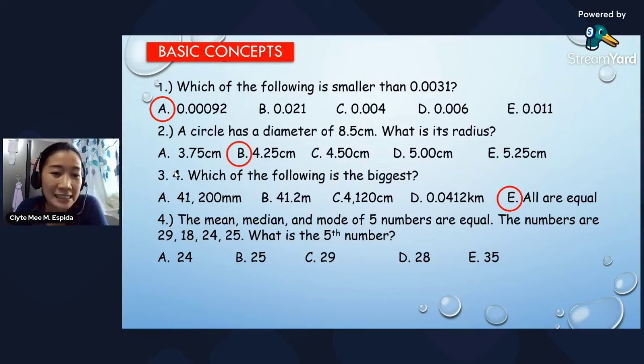Okay. The mean, median, and mode of 5 numbers are equal. The numbers are 29, 18, 24, 25. What is the 5th number? Okay. So let's have your answers for number 4.